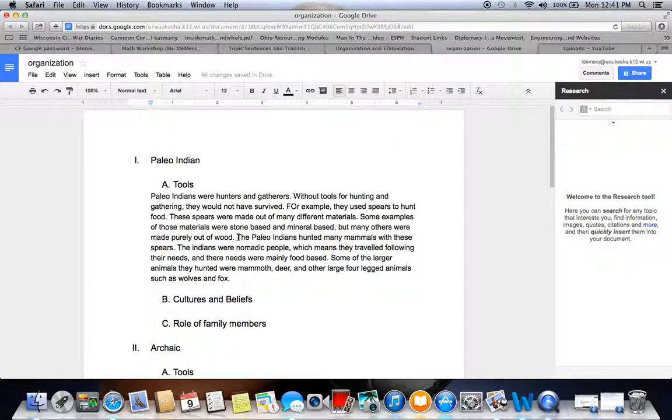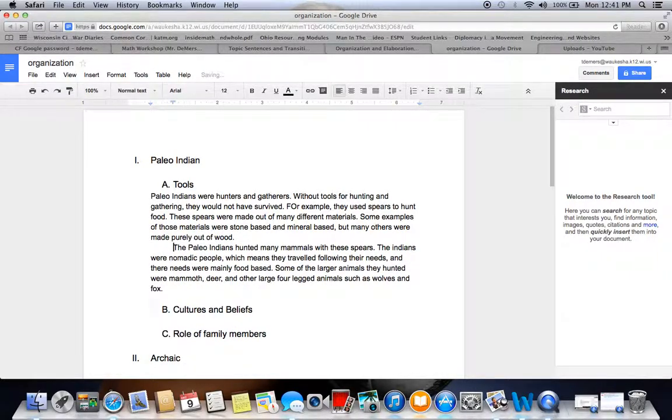That's sort of a different topic, and I'm actually using another transitional part, but since it's another topic, I'm going to create a new paragraph out of that. So the Paleo-Indians hunted many mammals with these spears. The Indians were nomadic people, which means they traveled following their needs, and their needs were mainly food-based. Instead of saying some, I'm going to say a couple different examples of the larger animals they hunted were mammoth, deer, and other four-legged animals such as wolves and fox.